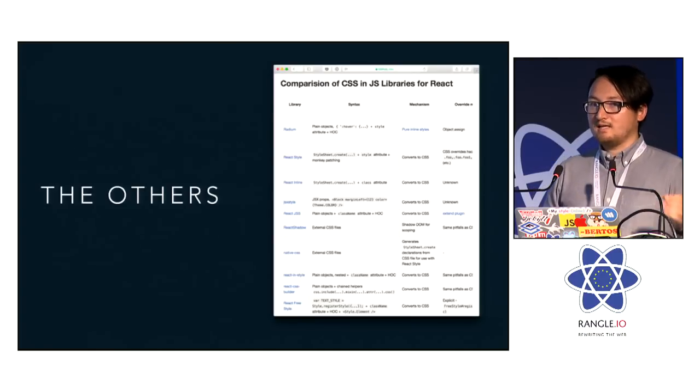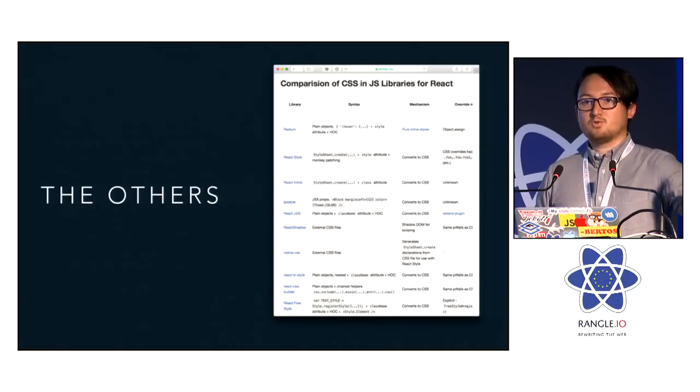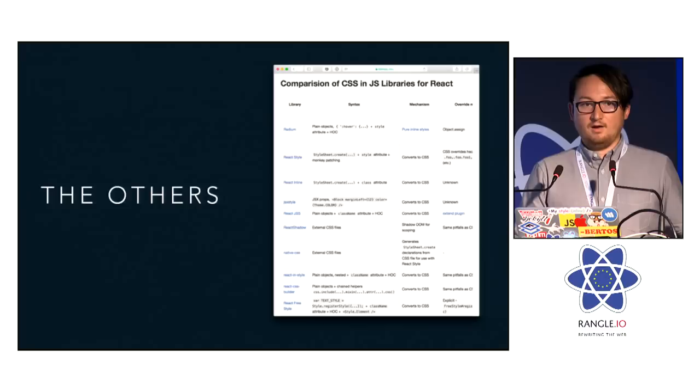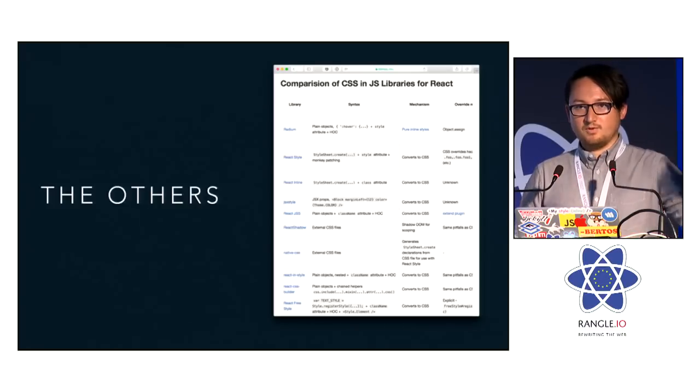One of the reasons that I like Radium is because it all happens at runtime. And for us, we have 6 Rails apps. So having the additional build step isn't quite an option if we want to keep our Rails parity between those apps.